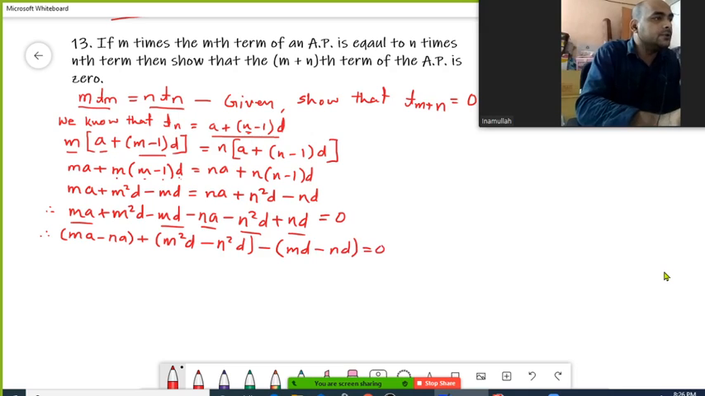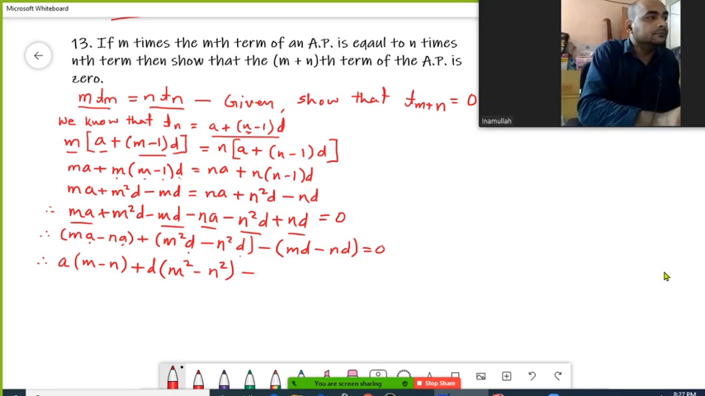is equal to 0. Now it's time to find the common factor in each bracket. So in this bracket we have a as a common term. So I'll take out a as a common factor. So here we have m minus n, plus here we have d as a common factor. So we can take out d as a common factor. So you will get m square minus n square, minus, again here we have d as a common factor, m minus n is equal to 0.